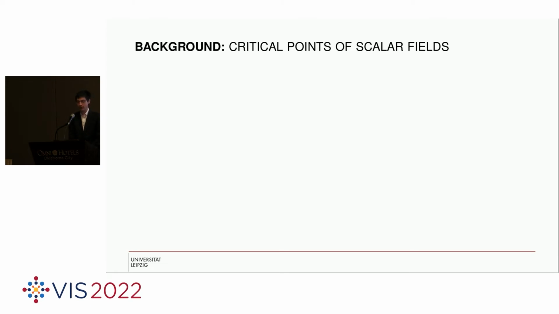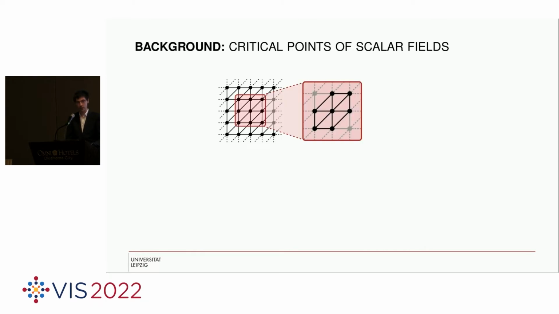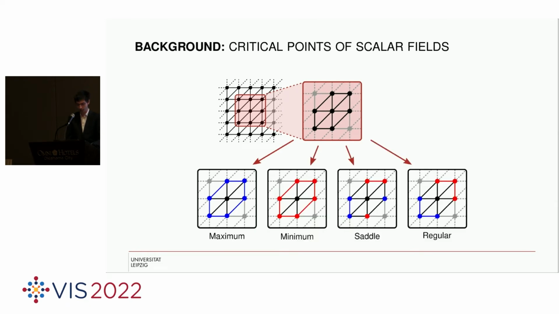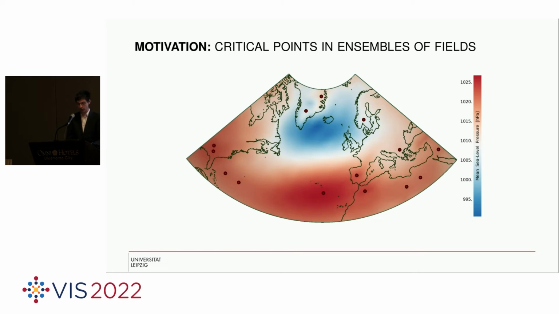We are interested in the critical points of piecewise linear scalar fields on two-dimensional simplicial grids. In this case, critical points can only occur at the vertices of the grid. Depending on the function values at neighboring grid points, a point can either be a maximum, minimum, saddle, or regular point. We can use this definition, for instance, to mark the maxima of a scalar field.